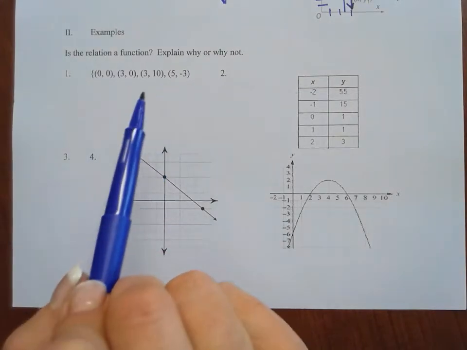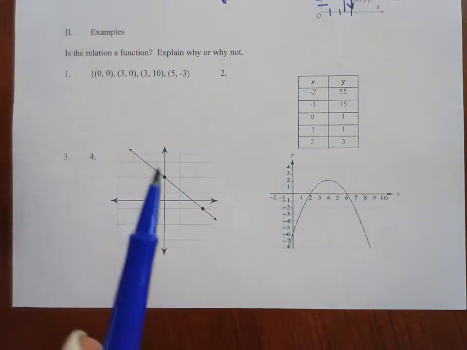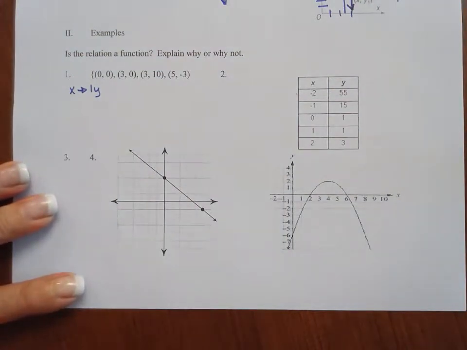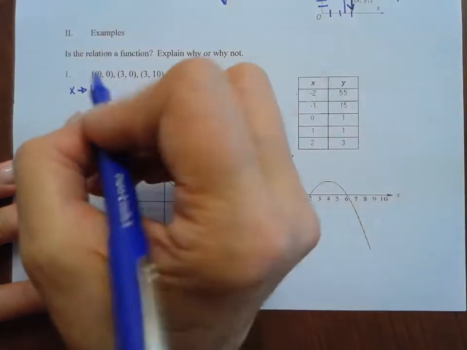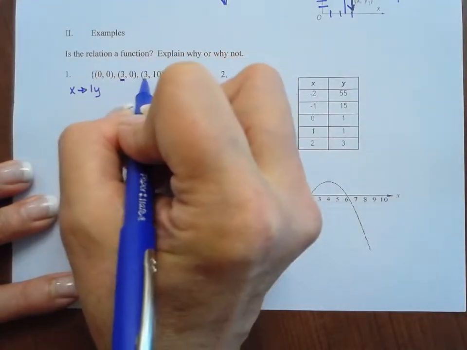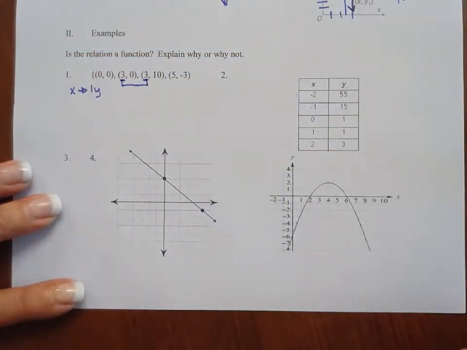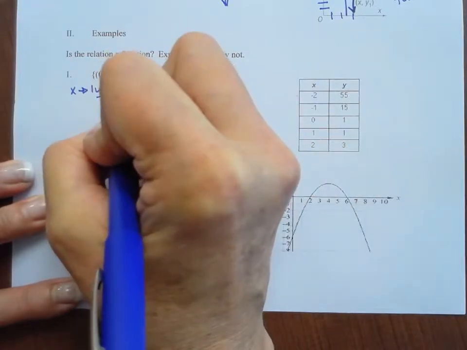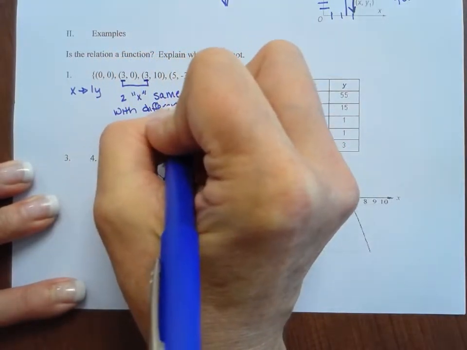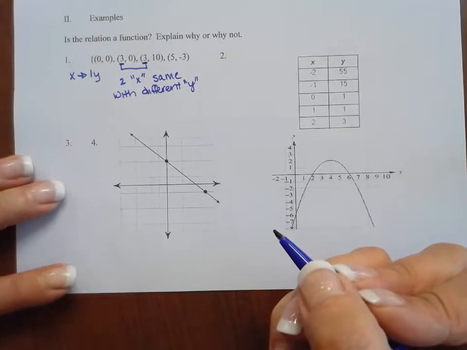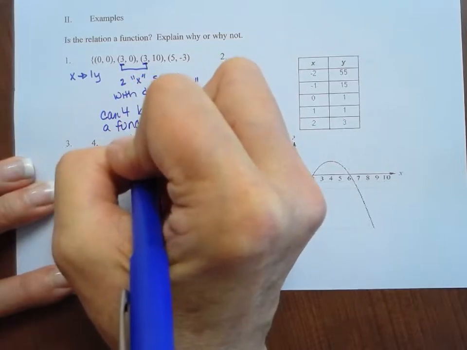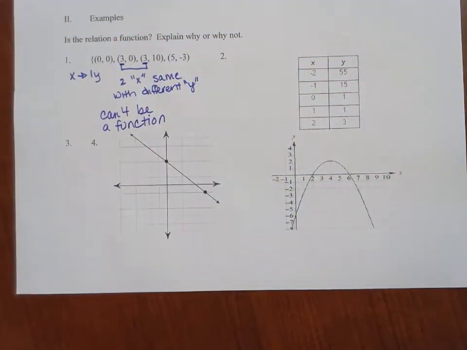All right, so let's kind of see whether or not we have a function or not. If you have a set of ordered pairs, okay, so the rule is that every x has to have one y. So what should we look at? Look at our x's and say, oh look, I have two x's that are the same with different y values. So that means what? Can't be a function. Make sense?